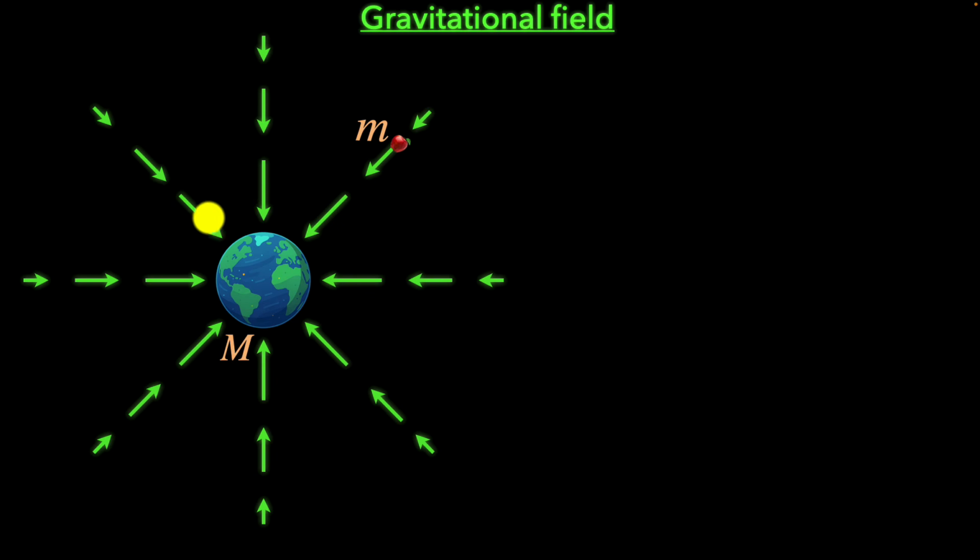And the length of the arrow mark is proportional to the strength of the field. So closer, the field is stronger. That's why we draw bigger arrow marks. Farther away, the field gets weaker. Farther you go, the weaker the field.